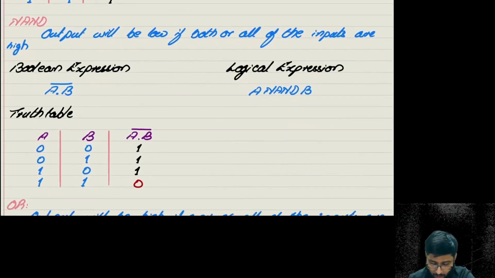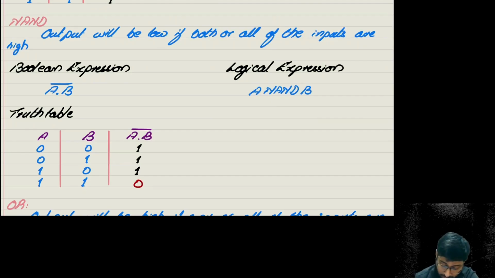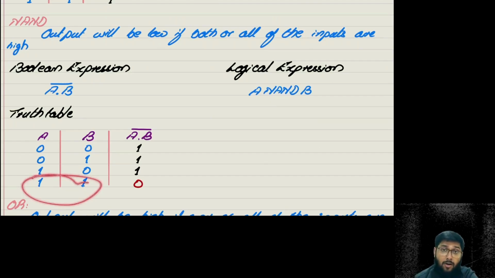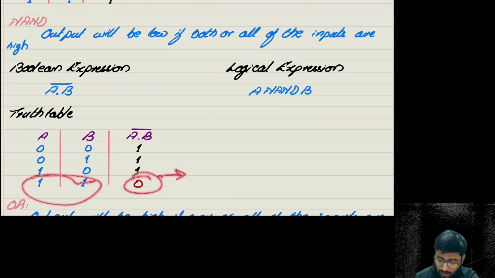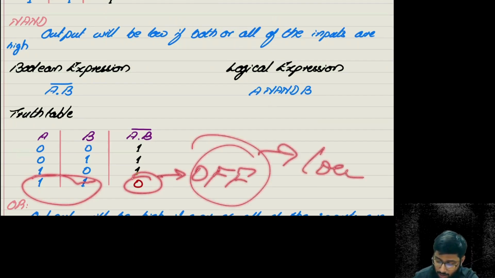Now for the truth table: 0, 0. Neither of them is 1, so we will get a 1 as an answer. 0, 1, where 1 is on and 0 is off, we will still get a 1 as an answer. 1 and 0, we will get a 1 as an answer. Now both of them are 1, that means both of the inputs are on, so we will get the off condition, or a 0, as an answer. This will be considered as off, or as low.